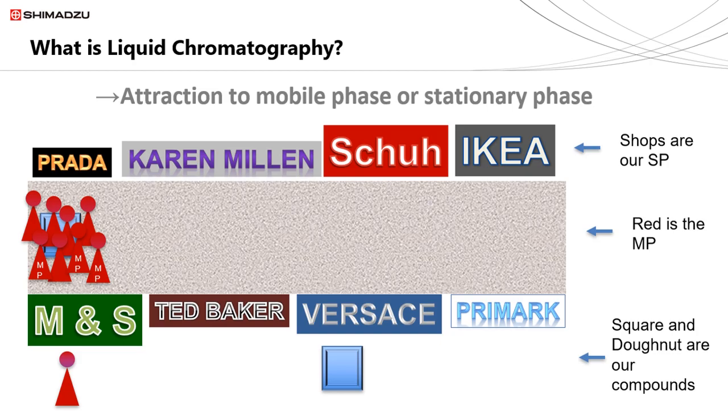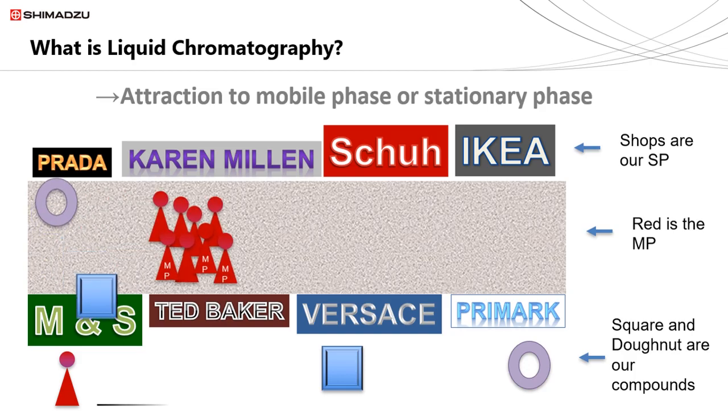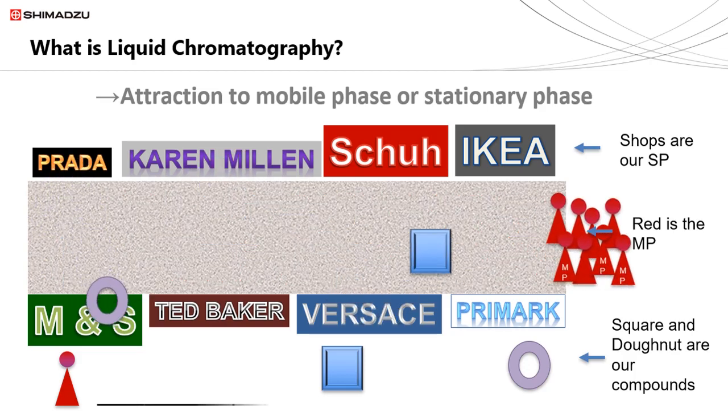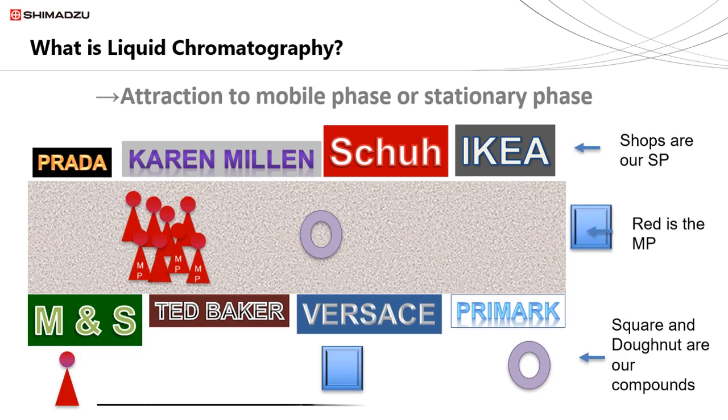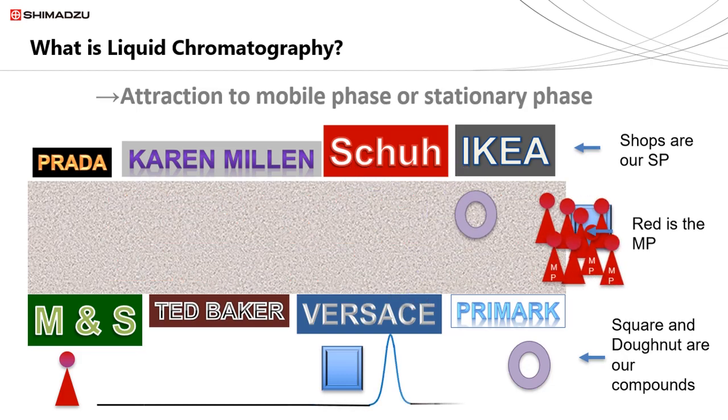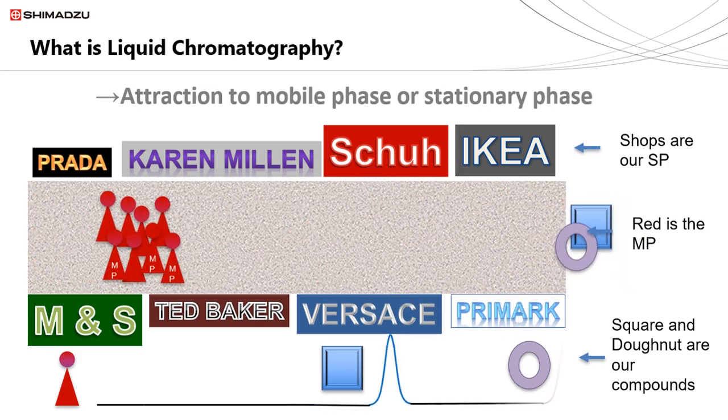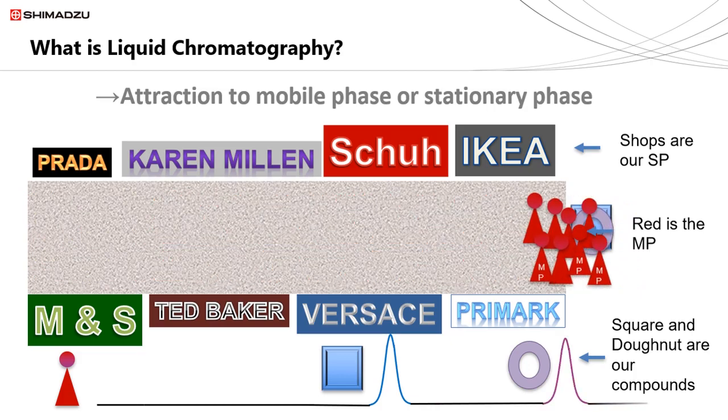Our square requires a limited number of shops in order to pick up their items, whereas our donut needs an awful lot of items and will need to visit multiple shops along the way. With our shoppers shopping at different numbers of stores, there is time to separate between the two of them, with our mobile phase continually going throughout all the stores. So having looked at our shoppers along a high street, we need to now look at this in terms of the liquid chromatography column.